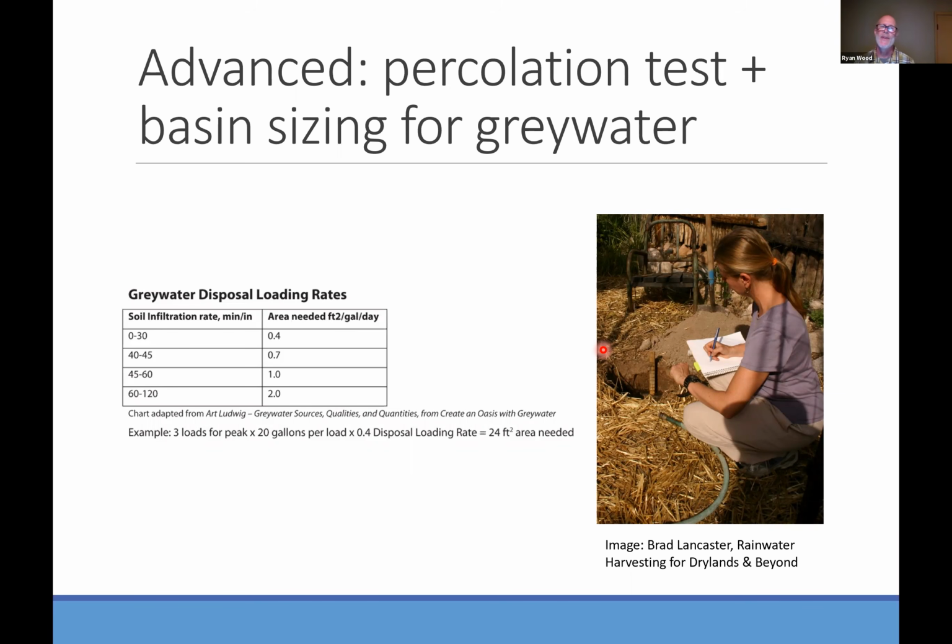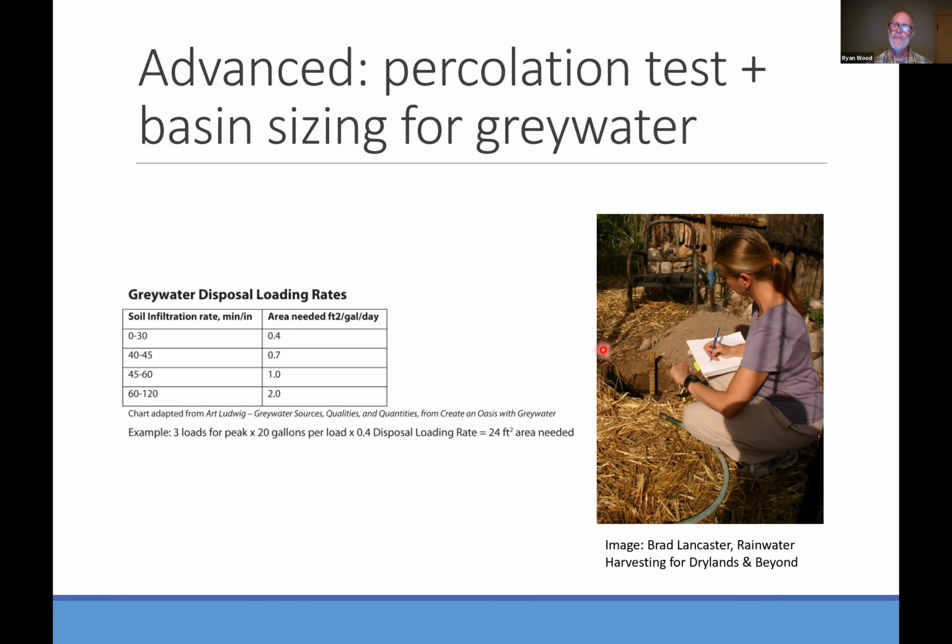So the scenario: 3 loads of laundry, that's your peak, at 20 gallons per load. A 0.4 disposal loading rate is going to require 24 square feet. So we take 3 times 20, so we're taking that peak, whatever it might be, times how many gallons, and then we're going to times it by the disposal rate to get the square foot area. So in this scenario, 3 loads a week, 20 gallons per load, 0.4 disposal rate, 24 square feet.